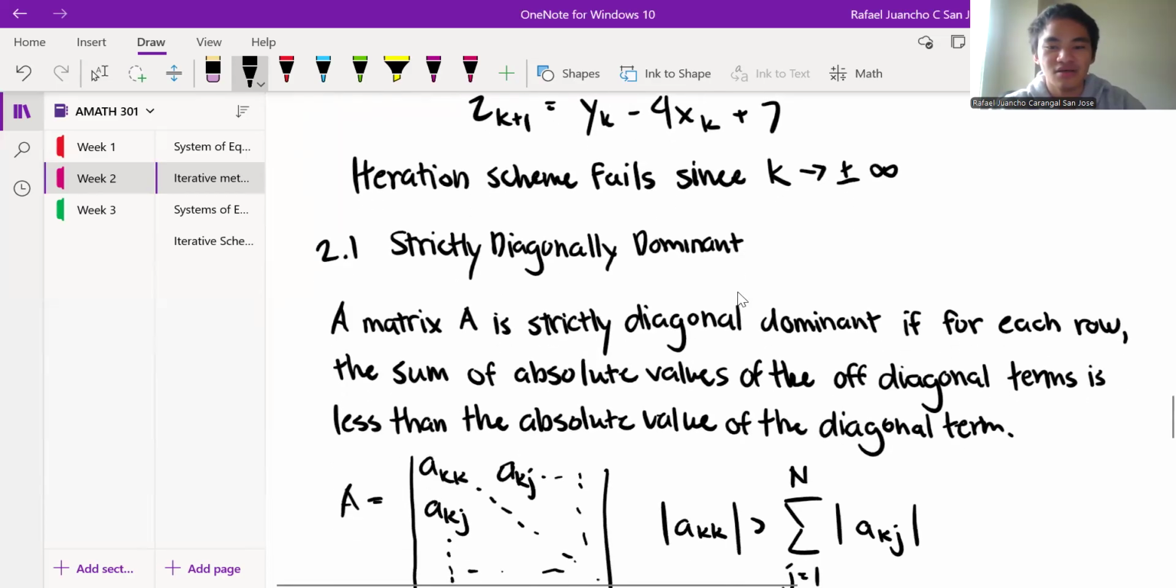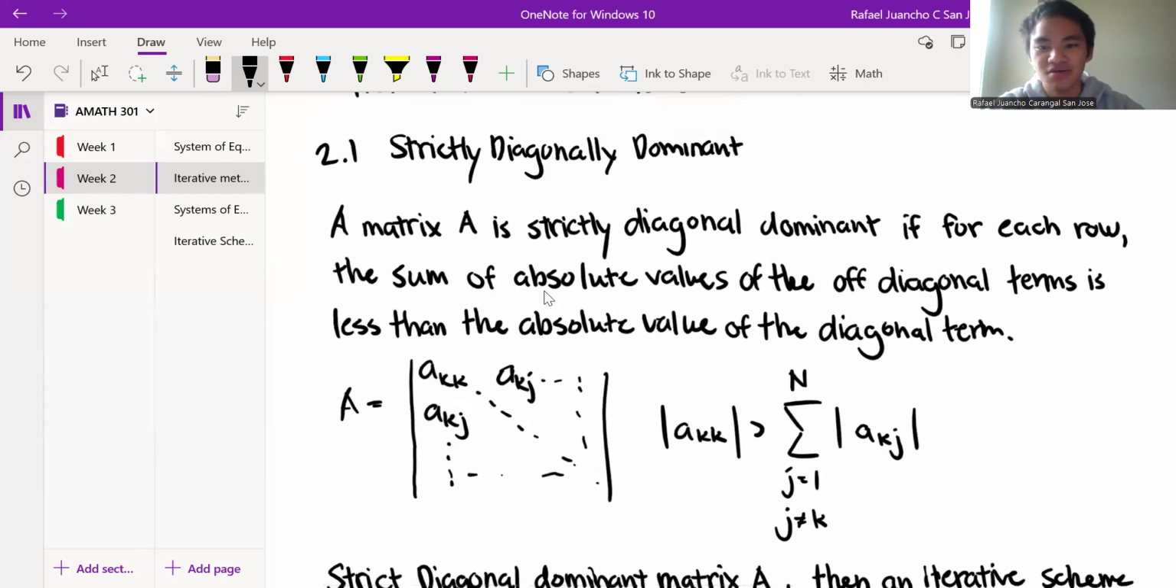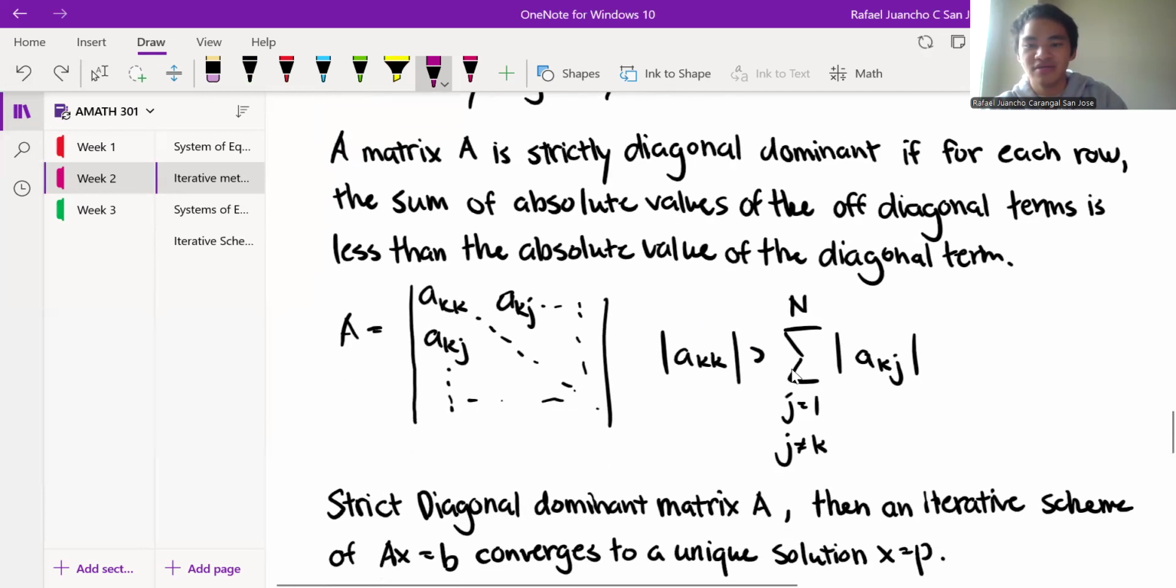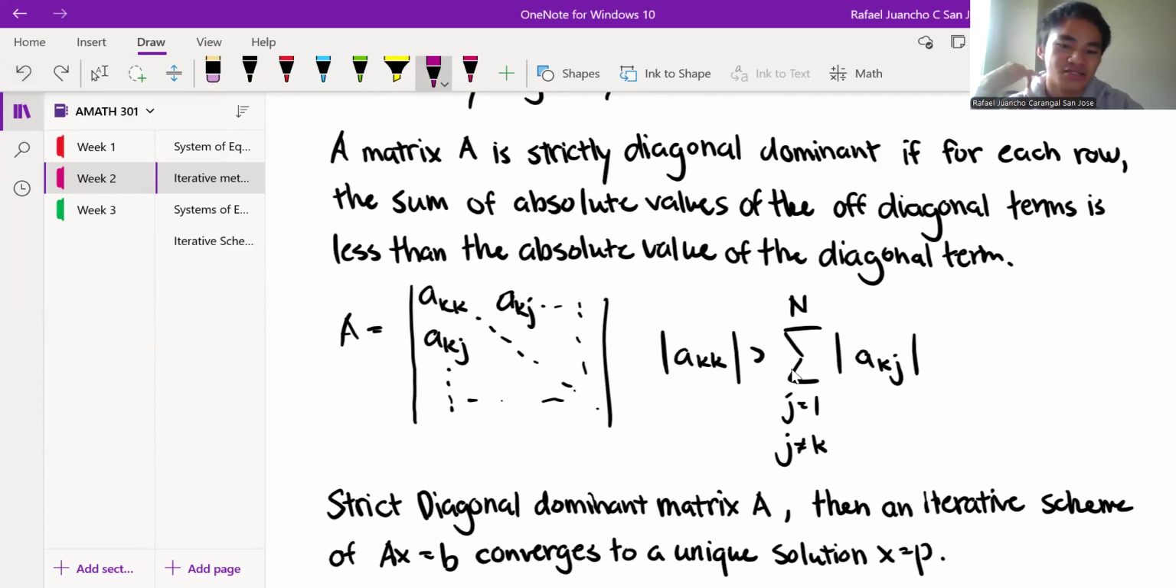or negative infinity. And so we talked about this idea of a matrix being strictly diagonally dominant, right? And what does that mean again? Well, it means that for each row, the sum of the absolute values of the off diagonal terms is less than the absolute value of the diagonal term. So this is the absolute value of the diagonal term, and it should be greater than the sum of absolute values of off diagonal terms. And if it is, then it's strictly diagonally dominant, right?